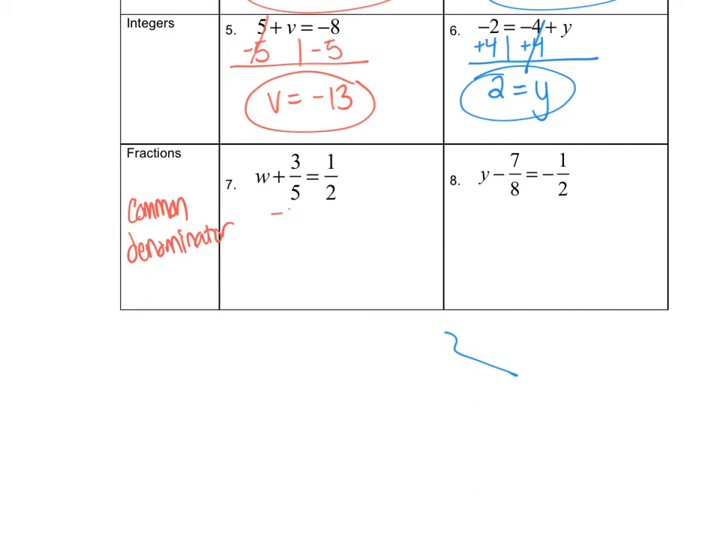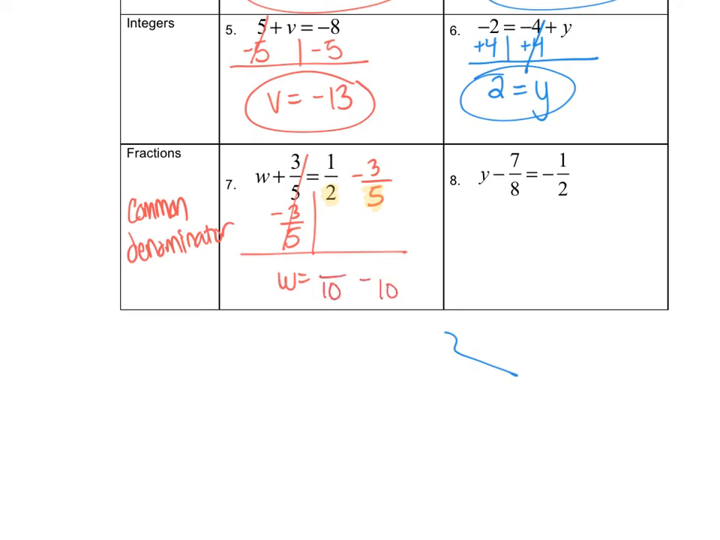Since it's being added by 3/5, I'm going to do the opposite and subtract both sides by 3/5, and I'm going to put it over to the right here. So then I am left with W equals 1/2 minus 3/5. Now, what I mean by a common denominator is you take the two bottom numbers, so the two bottom numbers are 5 and 2. You multiply those, and that ends up being your common denominator. So 5 times 2 is 10.